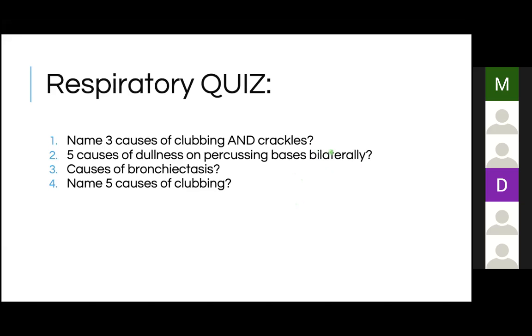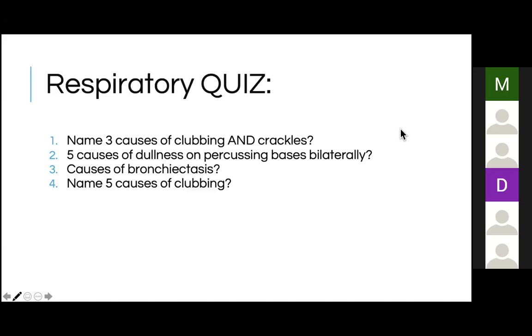Has anyone put any answers in the chat? We've got bronchiectasis and cystic fibrosis. Okay. Cause of clubbing, COPD. COPD is generally not a cause of clubbing. COPD is the one that people always say, but it's not. There has to be COPD with something else.